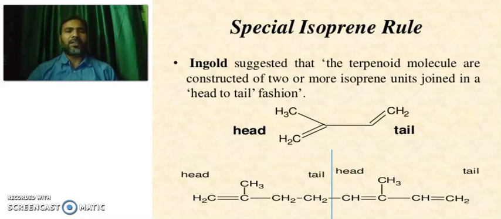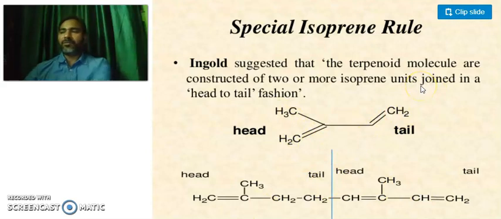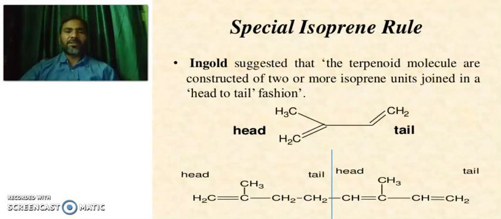You can see here, this is the head, this is the tail. This one is head, this is the tail. CH2, head and tail. So friends, now you understand the meaning of head and tail fashion.